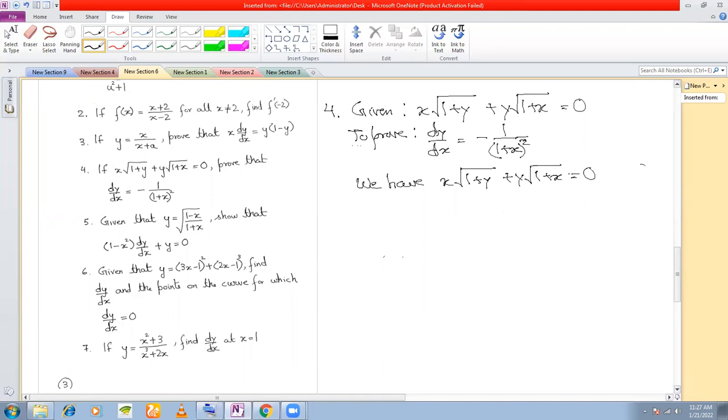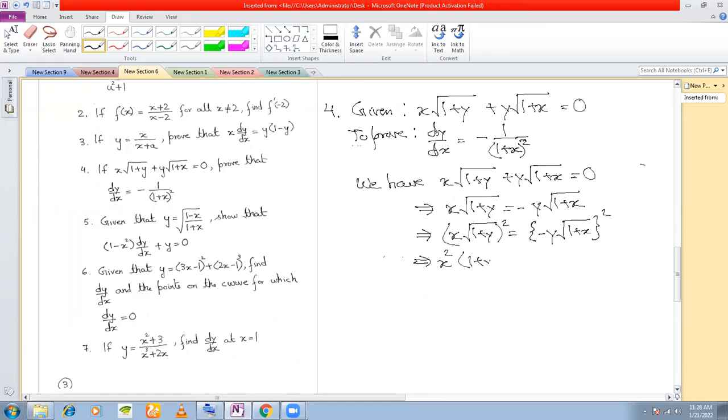Now you take one term to the right hand side. So you can write this as x root 1 plus y, minus y root 1 plus x. Before differentiation, we're going to simplify this a little. Now you square both sides in order to remove the radical. So if you square both sides, you get x square into 1 plus y is equal to y square into 1 plus x.